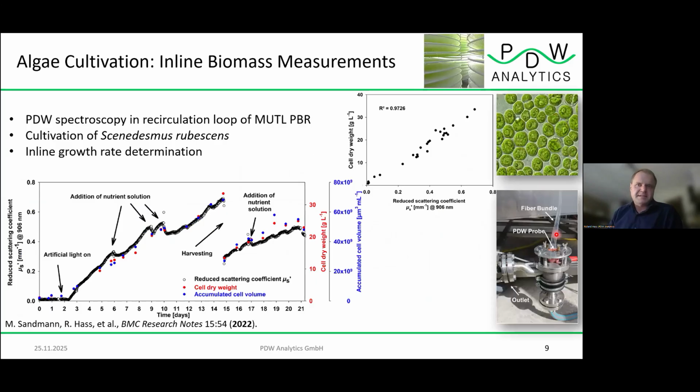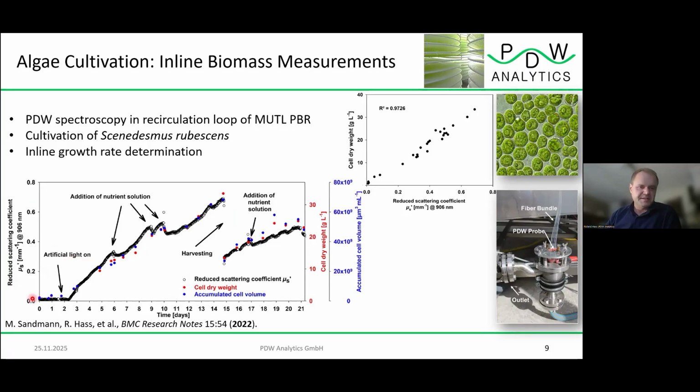A further example is algae cultivation, photobioreactors. Usually the tubular photobioreactors have productivity issues in the sense that they do not reach significant enough biomass for our technology. But there are some special photobioreactors which can go up to higher cell dry weight. One example is shown here, a cultivation over about 20 days, also with artificial light.